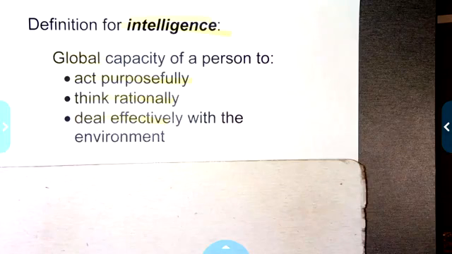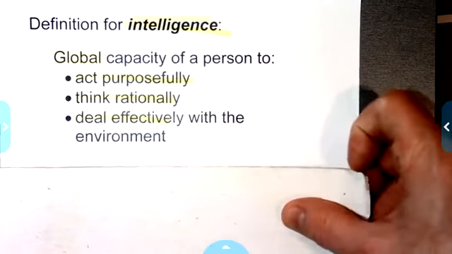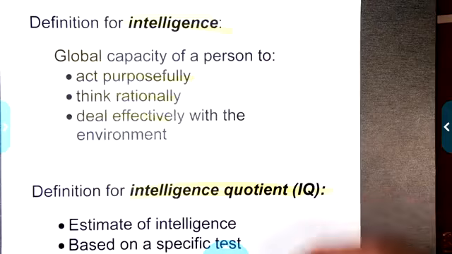But I like it because it's also relevant to non-human animals. That concept could apply to dogs. It could apply to rats. It could apply to crows. Not today, but at a later class meeting, I plan to show a video that talks about intelligence in crows. So it's a general purpose definition. It will work where human beings are concerned. It'll work where non-human beings are concerned.